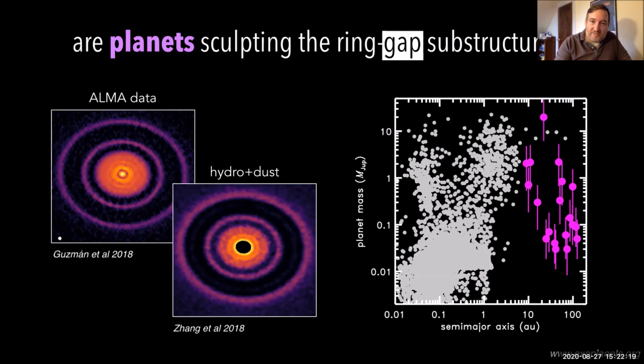If you look at this plot over here, if you estimate the masses that you would need to be able to produce the substructures like we see, and their locations, they're an interesting complementary part of parameter space compared to the standard exoplanet surveys that we do now. So there's a lot of fruitful potential avenues for research in this direction.